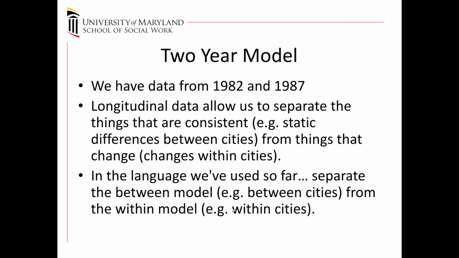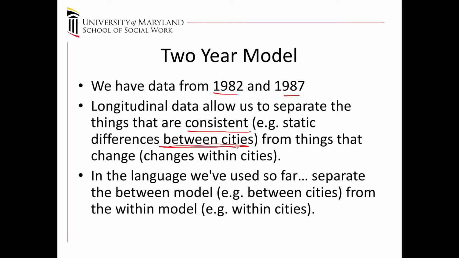So fortunately, in this case, we do have longitudinal data. We have 2 time points, 1982 and 1987, and this allows us to separate things that are consistent, things that stay the same within cities, which are the between-city differences, right?